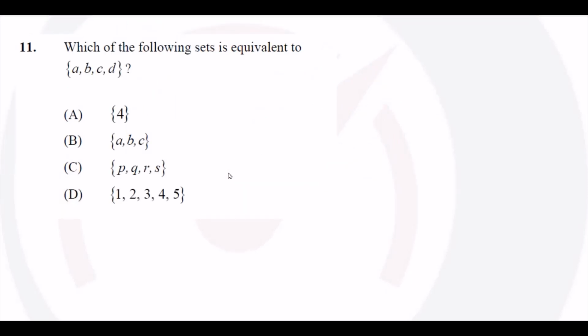Which of the following sets is equivalent to the set A, B, C, D, E? Now we know equivalent sets mean that they have the same number of elements. Not the same type of elements, the same number of elements in the set. So this set has 1, 2, 3, 4 elements. So we're looking for another set that has 4 elements. So automatically we know that the set P, Q, R, S is equivalent to the set A, B, C, D.